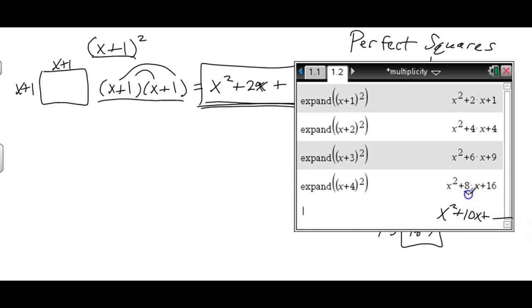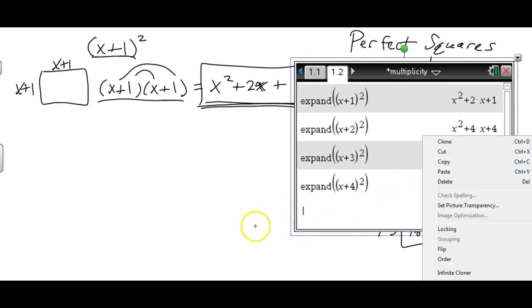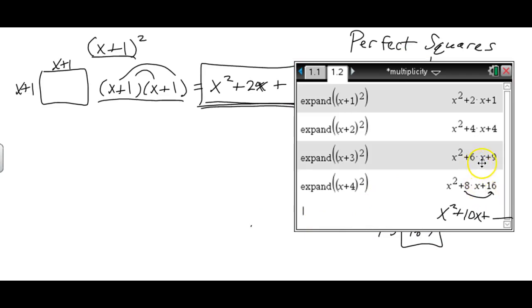Well, how'd you get from 8 to a 16? A lot of times students see a pattern here. They go from 6 to 9. How do you get there? How do you get from 6 to 9? And they see that if you take half of 10 and square it, you get 25, and that would be the number that would go there.